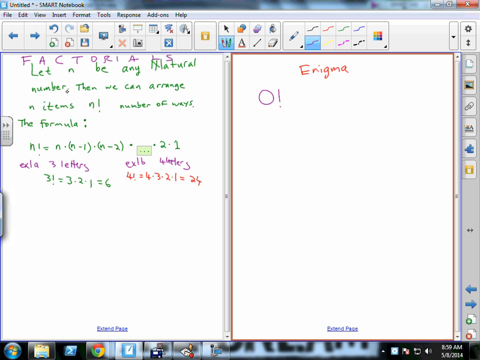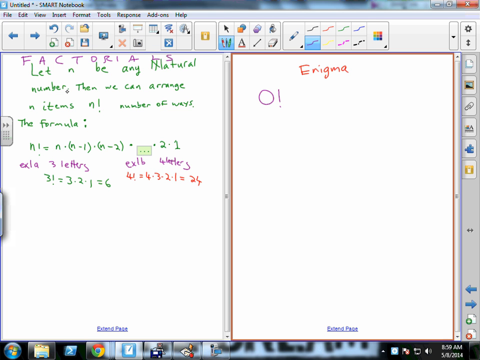Who can explain why we shouldn't be talking about 0 if you look at the definition? Because you can't go any farther? Kind of-ish, but look at the definition. The definition starts off by saying, let n be what? Let n be what?